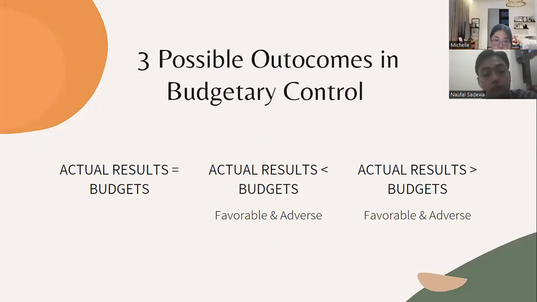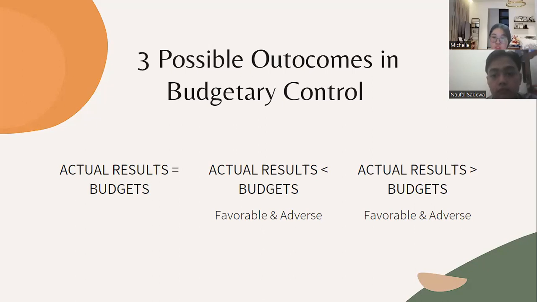The next one is about the three possible outcomes in budgetary control. The first one is actual equals the budget, which means that we achieve the target, no more, no less. The next one is actual results are lesser than the budget, where there are two aspects to be discussed. Favorable: if the comparison is on a cost item, the outcome is good because we spend less than what we expected. And the adverse one is if the comparison is on a revenue item, this outcome is not good because we earn less revenue than what we expected.